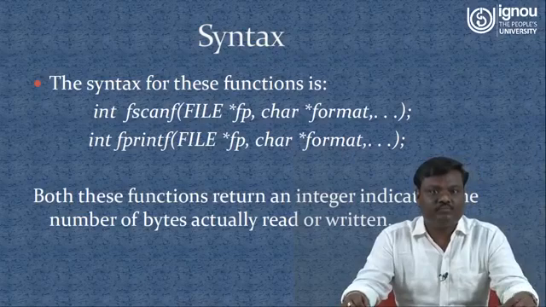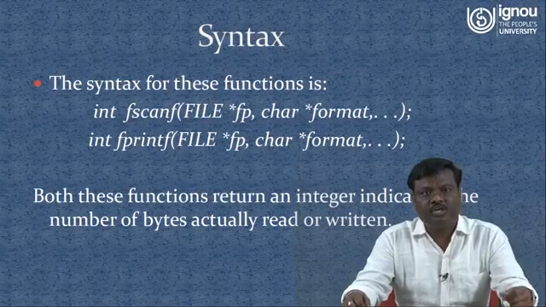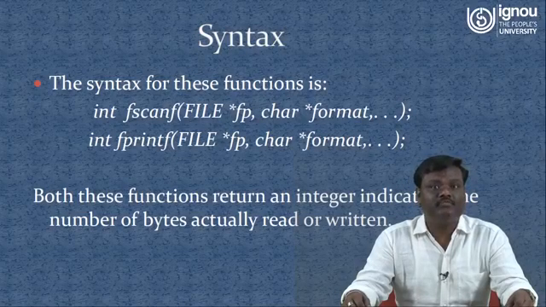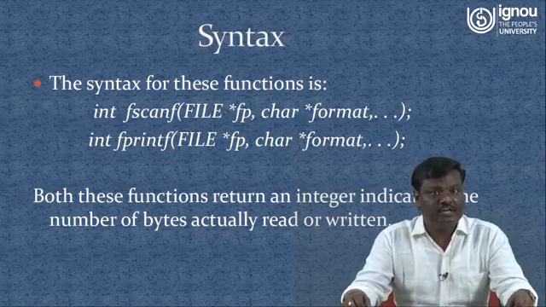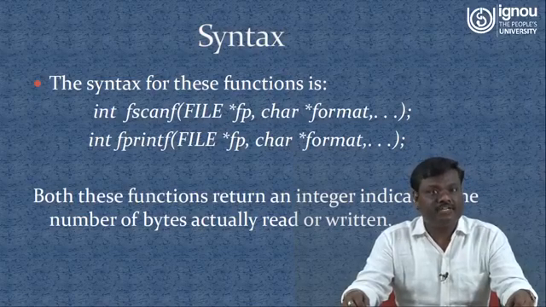You can see two or more arguments are there depending upon the format that is being read or written. Both these functions return an integer indicating the number of bytes actually read or written. So this is an integer. We are declaring it at the top, you can see, and these functions return an integer indicating the number of bytes: those read for fscanf, and written for fprintf.